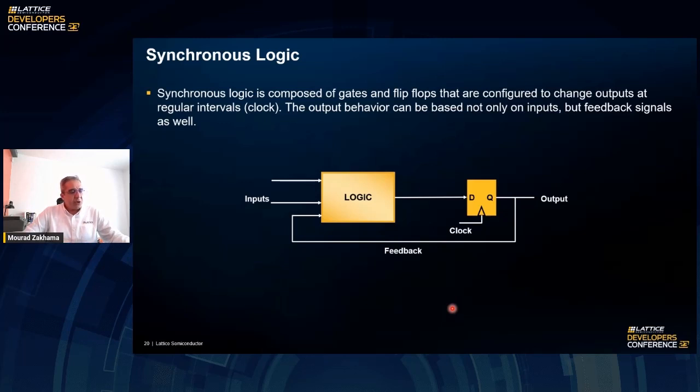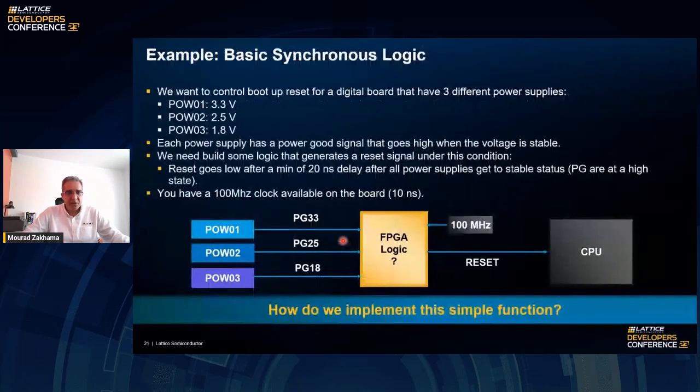So in synchronous logic, I mean, we've seen in combinatorial logic that the output is only dependent on the input, whereas in synchronous logic, the output could be dependent on the input, but also on the registered output. So there could be feedback that will be sent to the logic in order to generate new logic. So that's the main difference between synchronous logic and combinatorial logic.